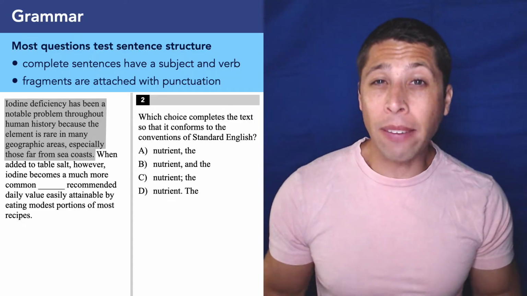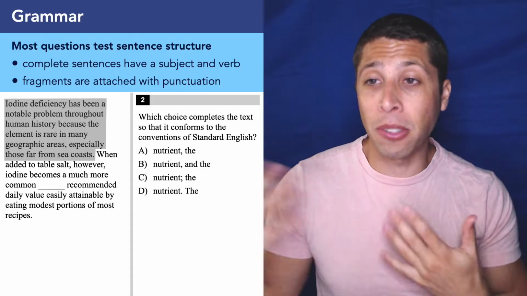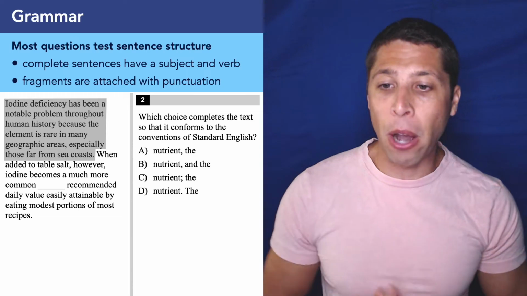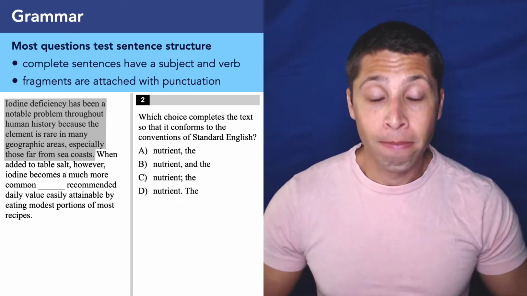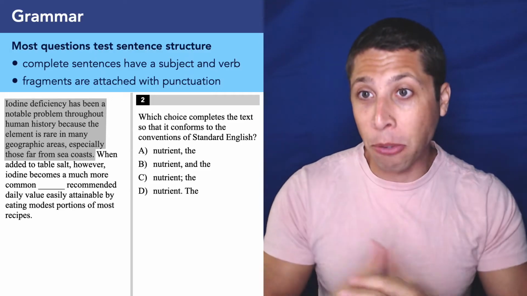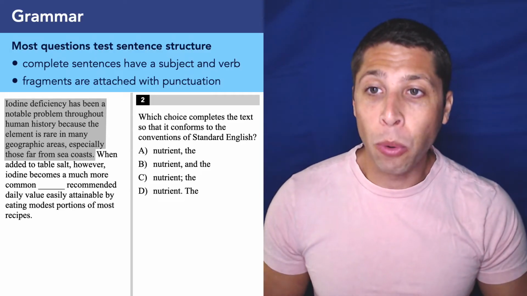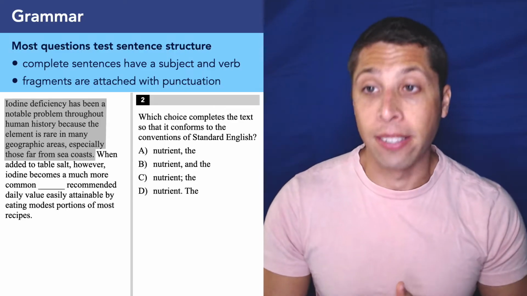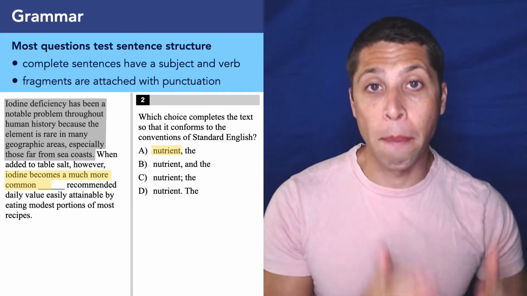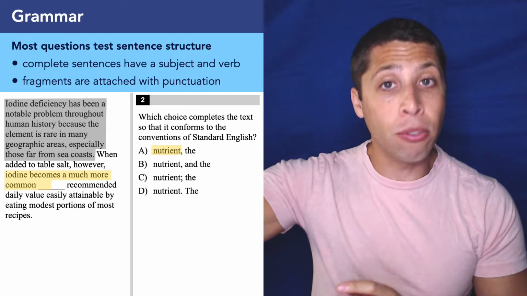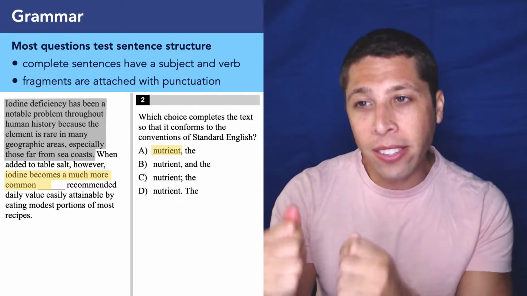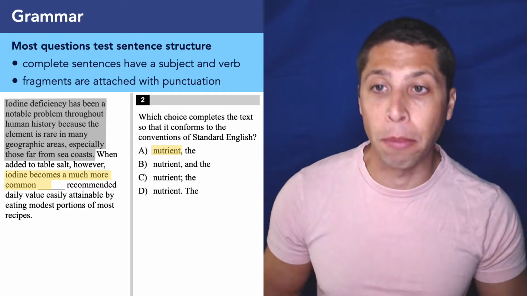I don't know why they give us a couple extra sentences sometimes, but just know when you can ignore them. It doesn't matter. It's not going to affect it. So let's keep going. When added to table salt, well, that's a fragment. It's leading into something. However, that's just a little bit of an interruption there. Iodine becomes a much more common nutrient. That's a sentence. That could stand on its own. Just listen to it: Iodine becomes a much more common nutrient. Everything that came before it is really helpful for us understanding a larger point, but grammatically it's not necessary. Just that yellow highlighting is necessary for us to have a complete sentence.